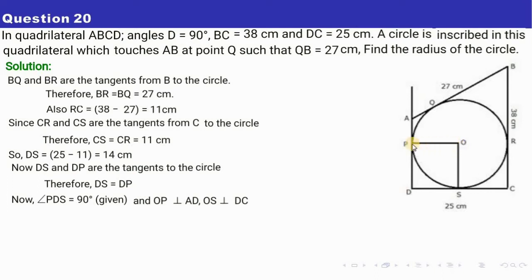Now OP is radius, OS is also radius, right? So since all are 90 degree, so what happens, this also 14 and this also 14. All right, we already know that DS is 14, so this is also 14, this is also 14, so that means the radius turns out to be how much? 14 centimeter. All right, so you may pause the video to note down.